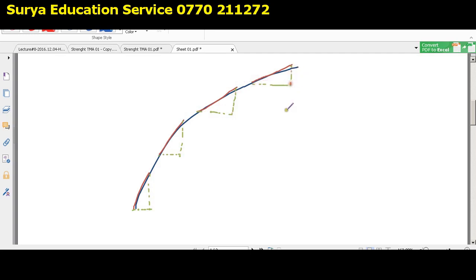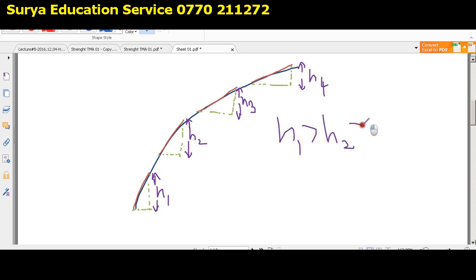Now I want you to focus on one thing. Okay guys, if you consider these triangles that are formed, I want you to concentrate on this height. So this height h1, and this height h2, and this height h3, and this height, let's say h4. Here you can very clearly observe that height h1 is greater than h2, and that is greater than h3.